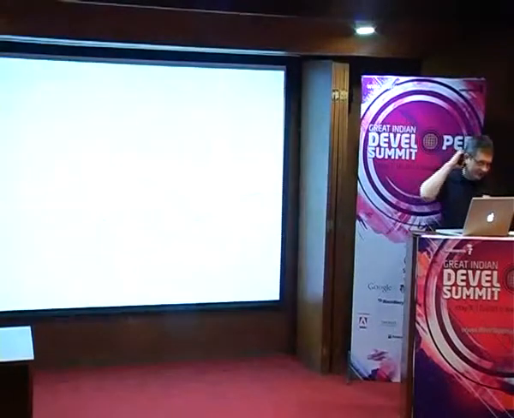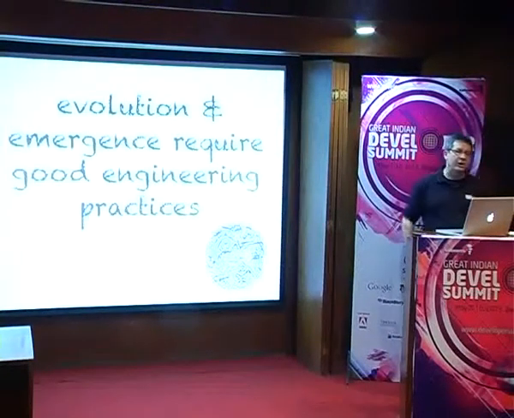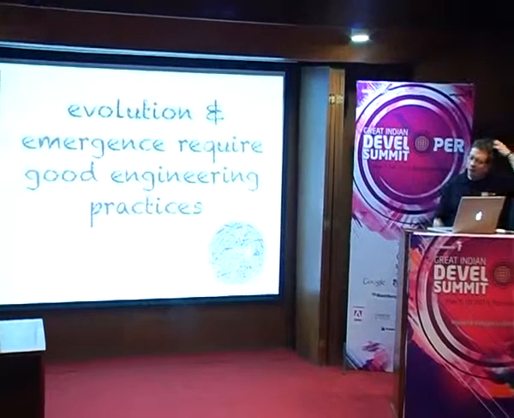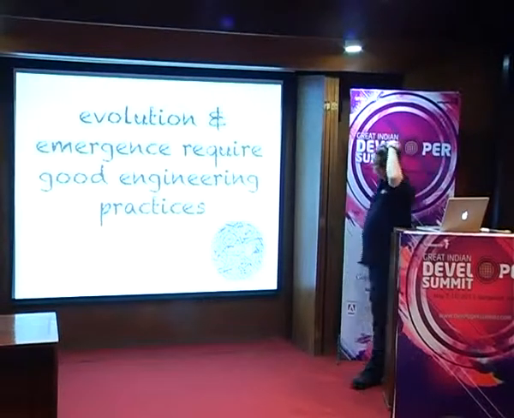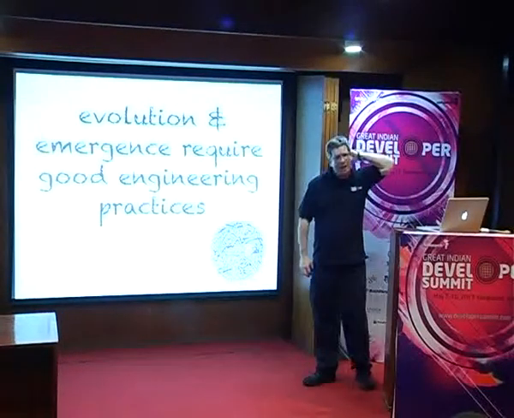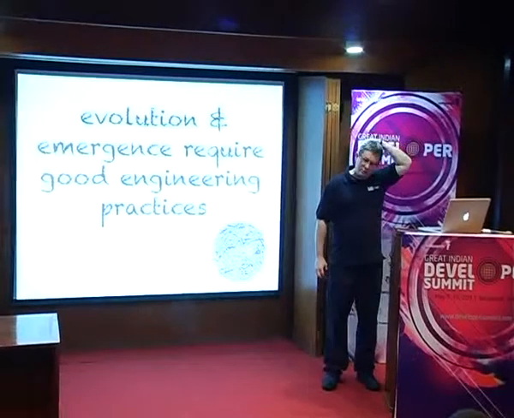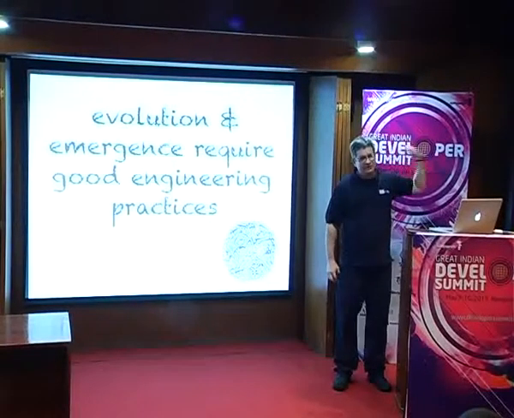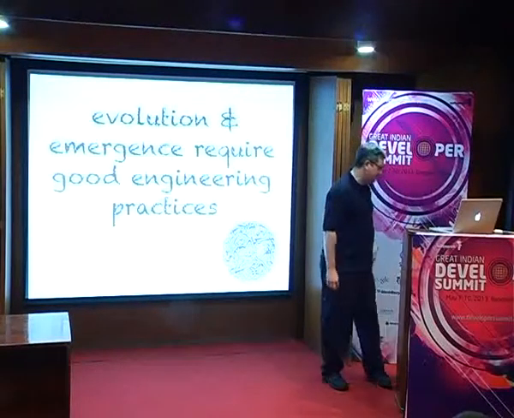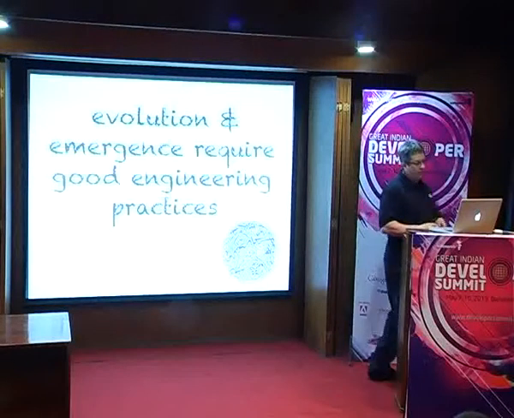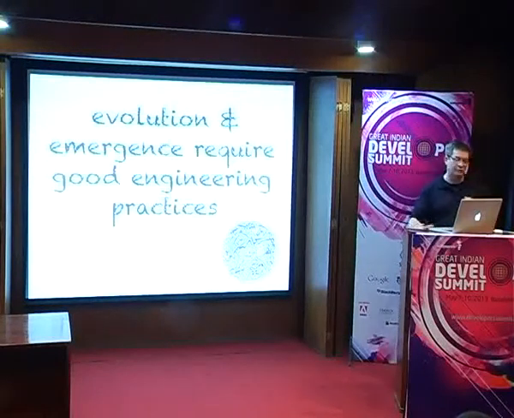So to summarize, evolutionary architecture and emergent design are made much easier by good engineering practices. So obviously the refactoring techniques I showed you really rely on good unit tests and the ability to do refactoring on your code base. Well-partitioned code and good components is much easier to evolve over time. That doesn't mean you can't use these techniques, but these certainly make it easier to facilitate this.